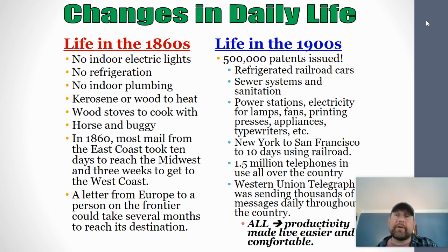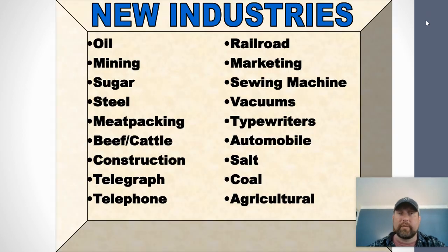And when we look at the later bookend of this period, we have refrigerated railroad cars. We have cities with sewer systems and sanitation systems. There's electricity and power stations and lamps and fans and appliances and typewriters and instantaneous communication with telegraph and telephone, and transportation where we can traverse this entire manifested nation in about a week. And all of this makes the lives of Americans easier and more comfortable, and again, more identifiable. But again, be careful how we define Americans, right? Many Americans are doing the work, but not necessarily reaping the benefits.